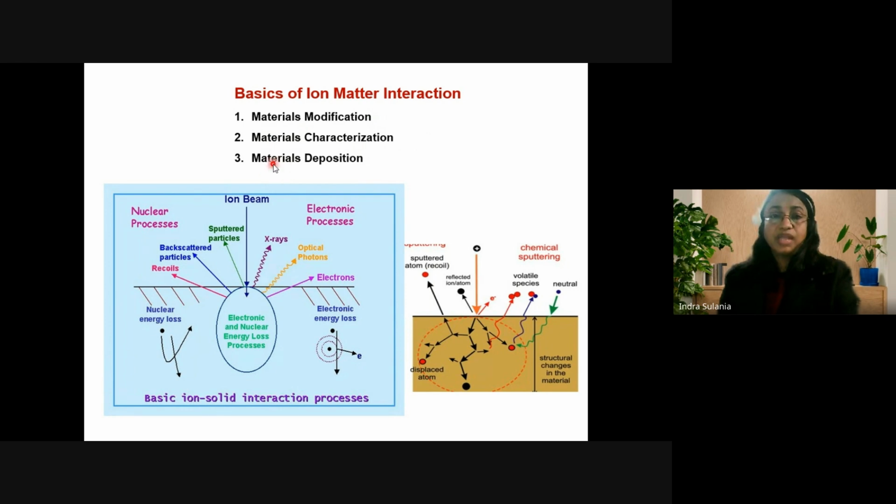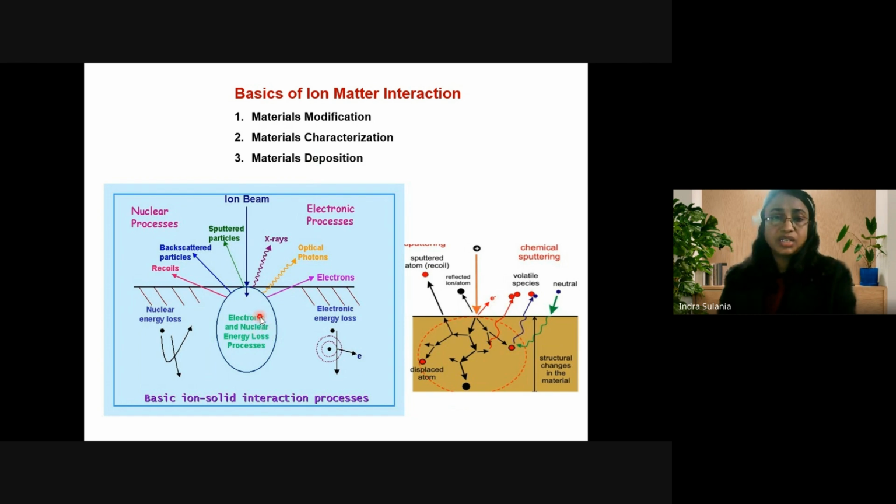And then you can deposit the material. By the process of sputtering and all, you can deposit layers on a variety of substrates to form thin films, and co-sputter many components to form multi-component films on a substrate for various applications. When the ion beam hits the material, it can lose energy in two processes: through electronic energy loss and through nuclear energy loss.